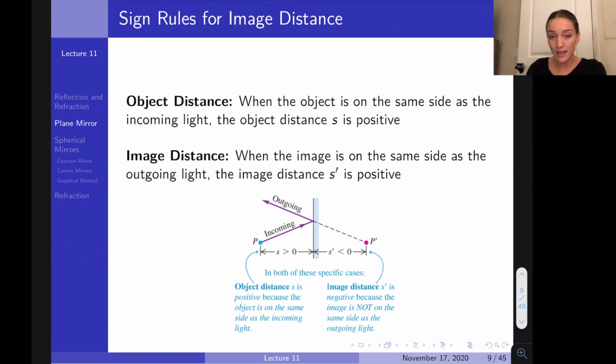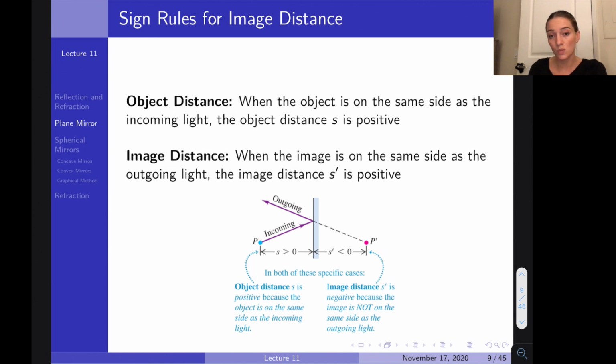Now, the image distance is not positive. For the image distance, we use the outgoing light to denote the positive or negative. So the positive side is where the outgoing light is. So in the case of a mirror, the outgoing light, since it just gets reflected off the surface of the mirror, is on the same side as the incoming light. So since the image is on the opposite side of the mirror from the outgoing light, it's negative. So the image distance is actually negative in the case of a plane mirror, and the object distance is positive.